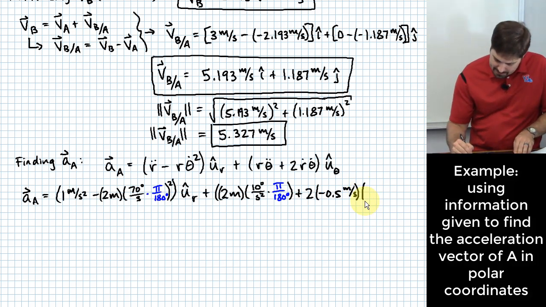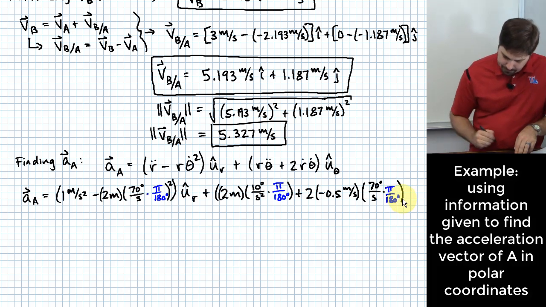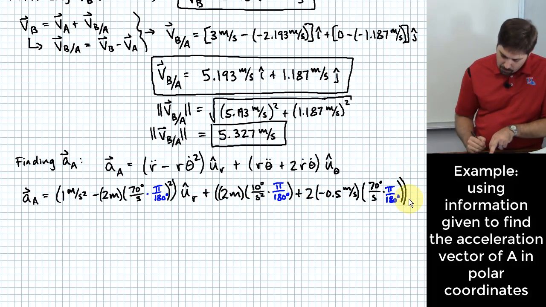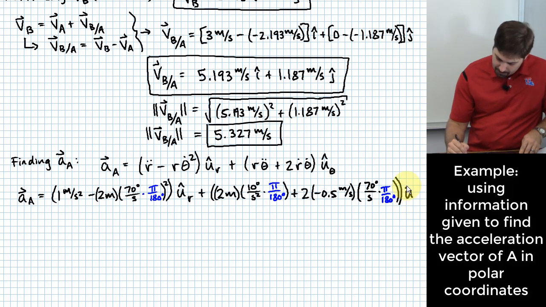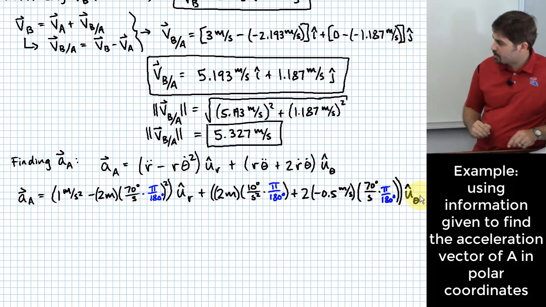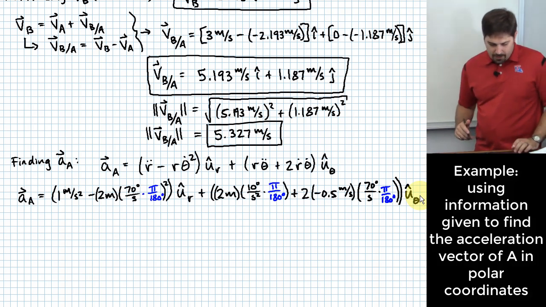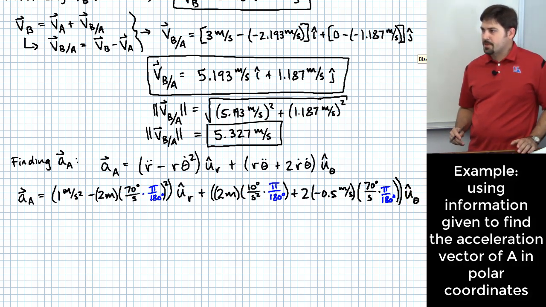Okay, and then lastly, I think I did use theta dot. It was 70 degrees per second times, again, we want to put in here pi over 180 degrees. And I believe that's all of my terms that I have for my transverse direction. So I multiply this all by that unit vector in that transverse direction. Still not too bad, right? Just had a couple more terms to deal with.